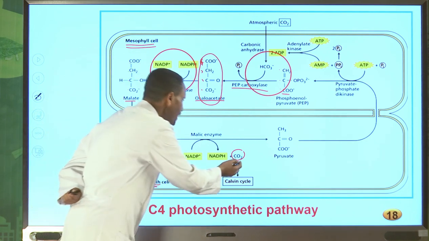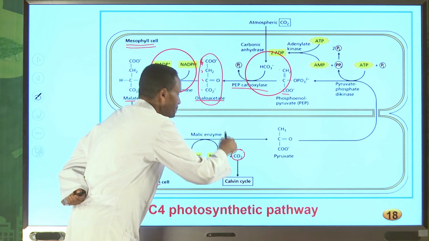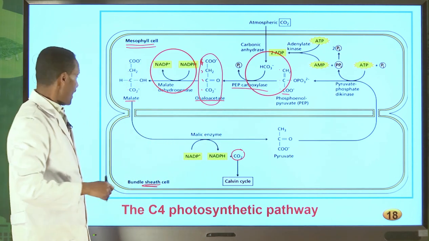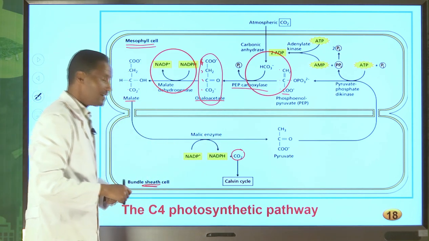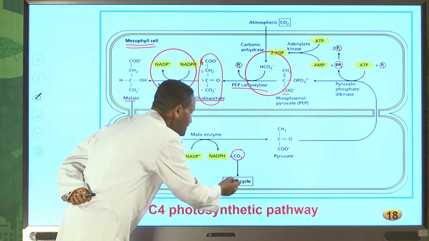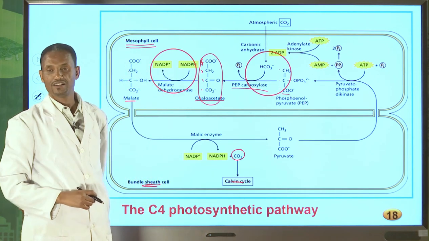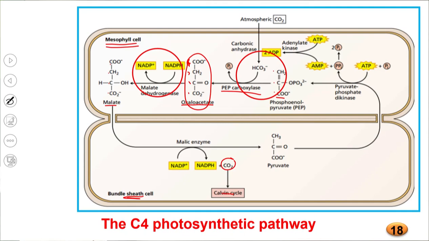Here, the carbon dioxide, which is produced in the bundle sheath cell, goes to the Calvin cycle, which is important in the light-independent photosynthesis.